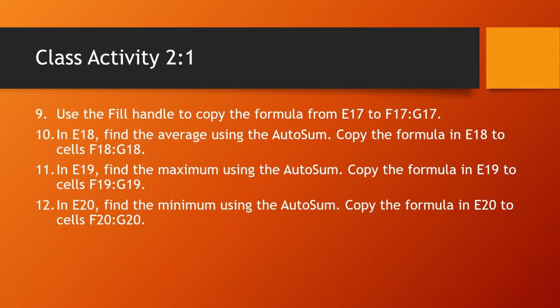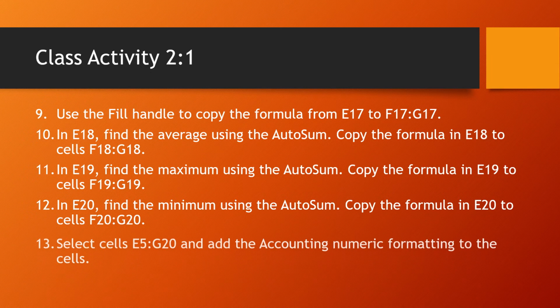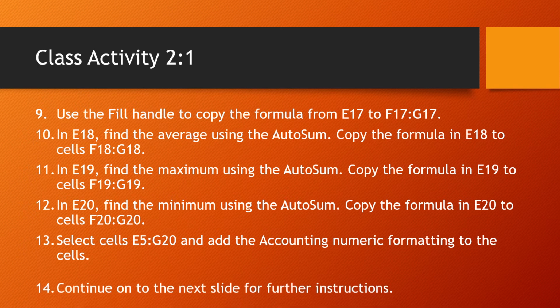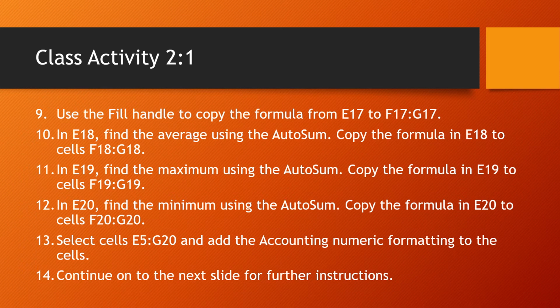In E20, find the minimum using the AutoSum. Copy the formula in E20 to cells F20 and G20. Select cells E5 through G20 and add the accounting numeric formatting to the cells. Continue on to the next slide for further instructions.